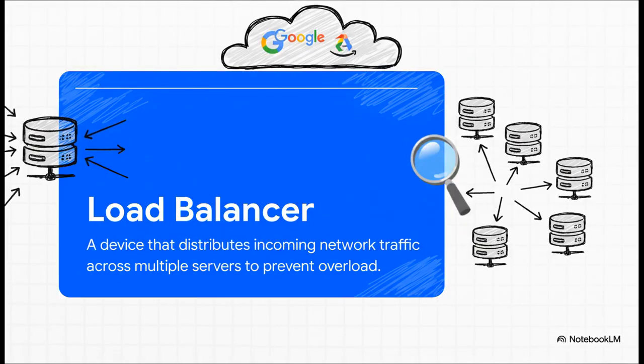But what about really popular websites that get millions of visitors at once? They use things called load balancers. See, when you go to a site like Google or Amazon, you're not actually connecting to a single server. A load balancer acts like a traffic cop, and it directs your requests to one of many identical servers, spreading out the workload so no single machine ever gets overwhelmed.